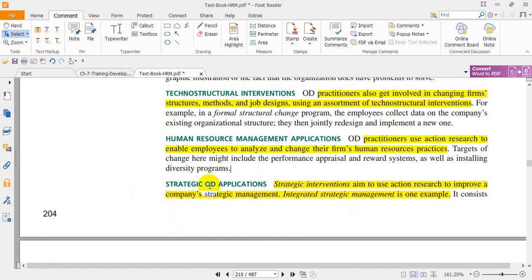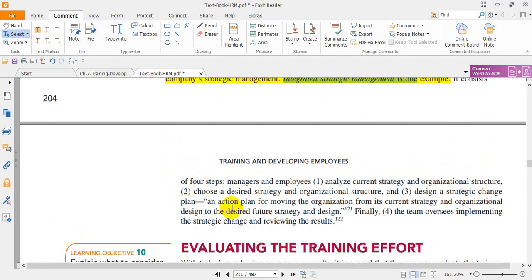Lastly, strategic organizational development applications. Strategic interventions aim to use action research to improve companies' strategic management. Integrated strategic management is one example. It consists of 4 steps. Managers and employees analyze the current strategy and organizational structure. Then they choose a desired strategy and organizational structure and design the strategic change plan, an action plan for moving the organization from its current strategy and organizational design to the desired future strategy and design. Finally, the team oversees implementing the strategic change and reviewing the results.